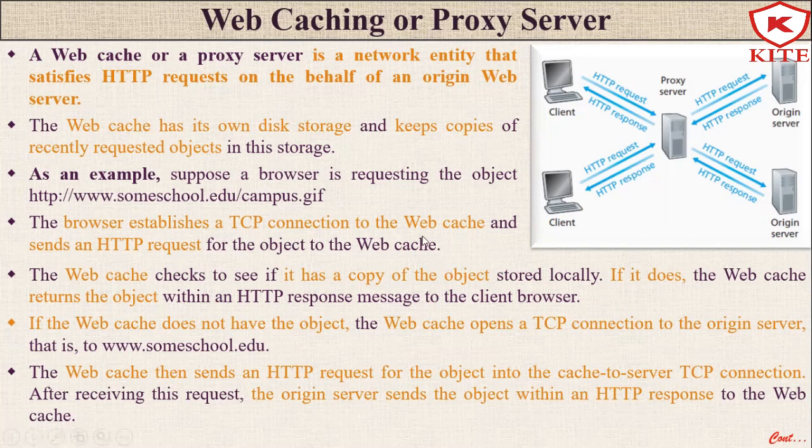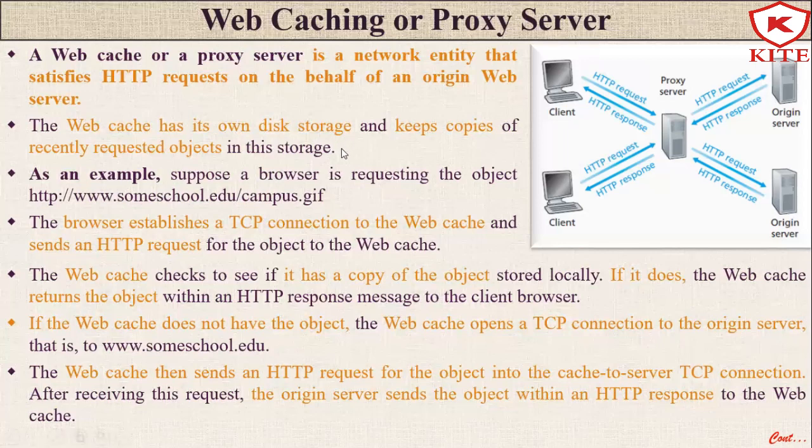The user's browser can be configured so that HTTP requests go first to the web cache instead of the origin web server. In this diagram, we can see that the client or user sends a request to the proxy server instead of the origin server, and the proxy server works as the origin server. Then all browsers send all HTTP requests to the web cache, and the proxy server replies with that object to the client.